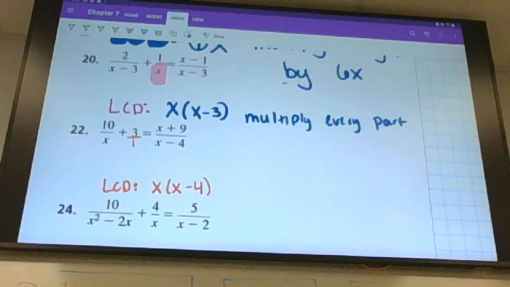Have you done 22 yet? Why didn't you do 22? Oh, and then you're just going to take a picture of the unit? Okay, the LCD is x minus 4 and x. No, x plus 4 and x minus 1. Okie dokie.